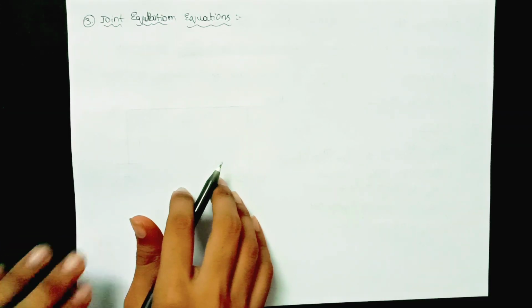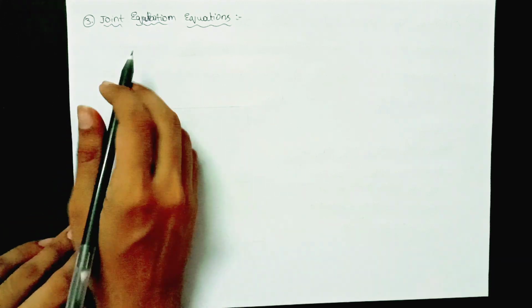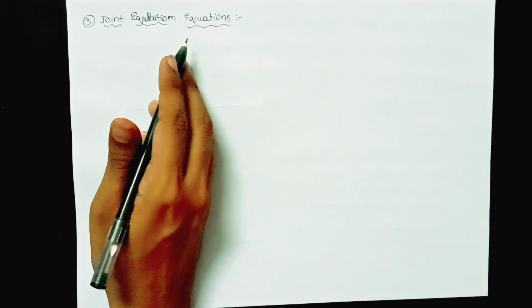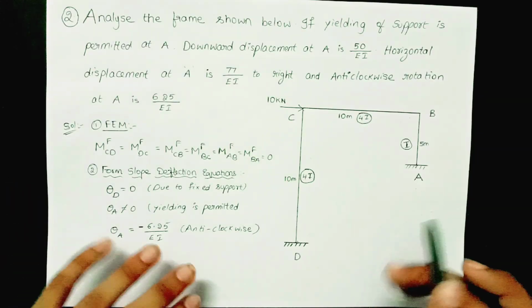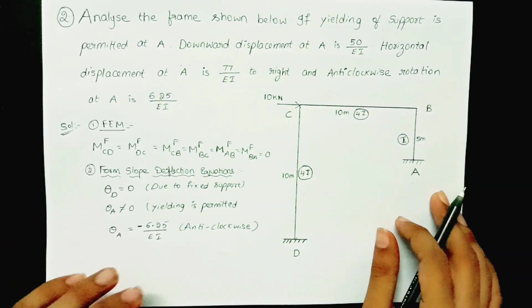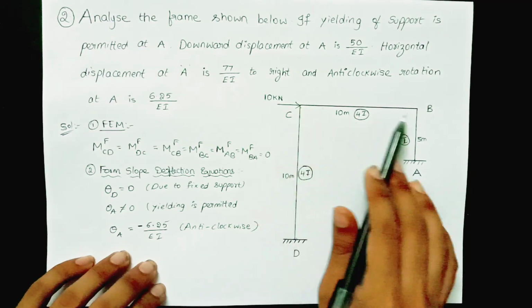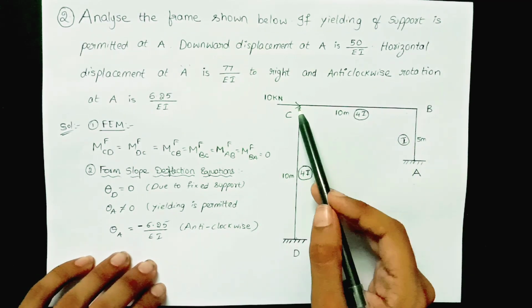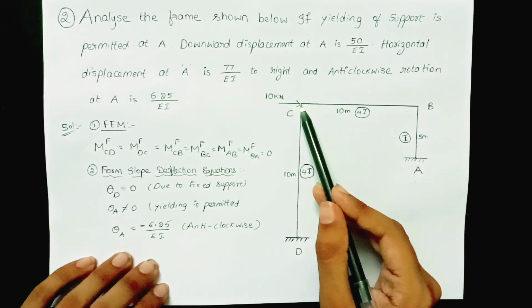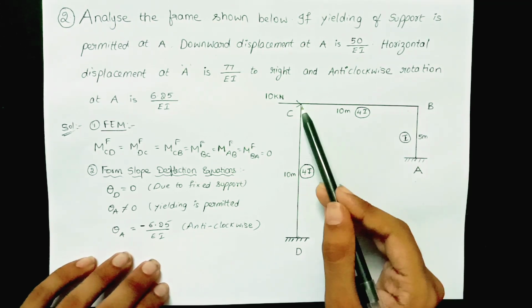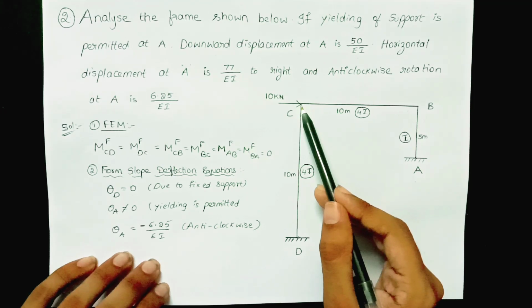Now the third step will be joint equilibrium equation. So we have to form the joint equilibrium equations by taking each joint. In the given frame, first of all identify what joints we are having. We are having joint C and joint B. The equilibrium condition is that the algebraic sum of all the moments at a particular joint is equal to 0.